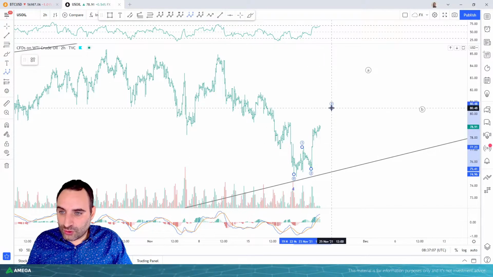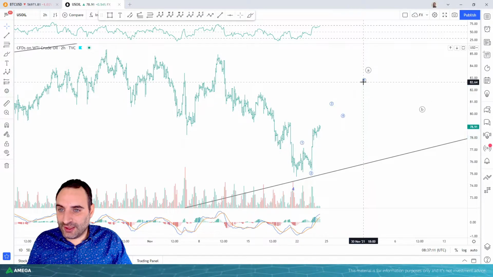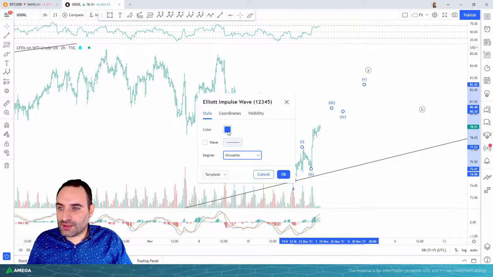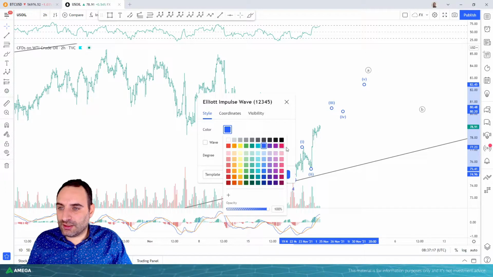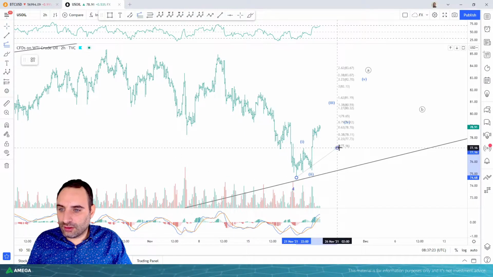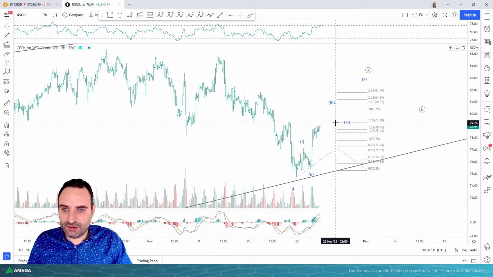1, 2, 3, 4, and 5. This is what I'm expecting. That's going to be minuette. The color is fine. So I am looking at prices to go up to 79.30 at least, okay, which is very close, and perhaps even higher.